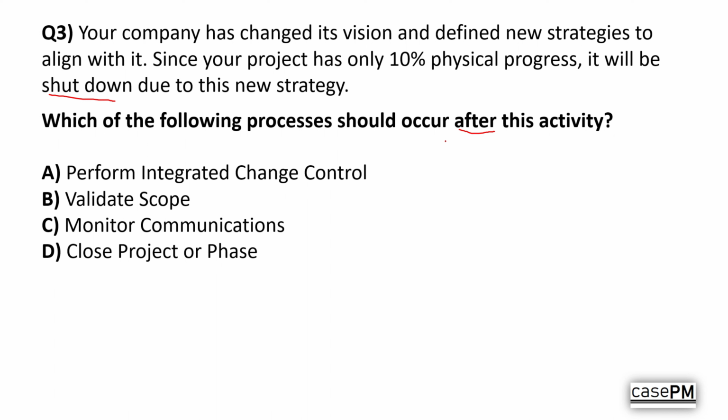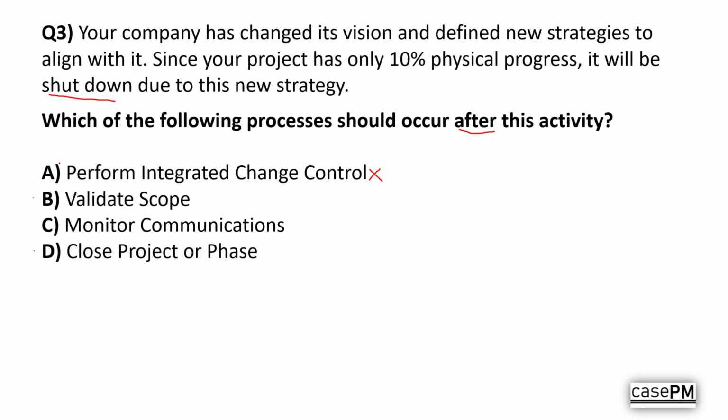Many students get confused between options B and D in this question. That's why I would like to go over the other two options first and then explain which one we should choose between B and D. Option A is perform integrated change control. This process is for reviewing and approving change requests to plans and deliverables. In our scenario, the decision to terminate has already been made by management. We are not evaluating a change request anymore.